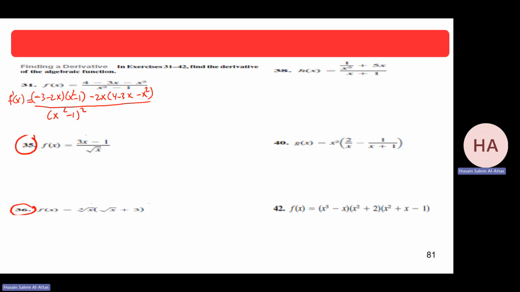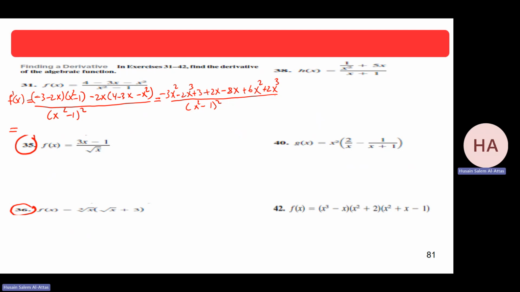That will be, what is it? Do the calculation, minus 3x squared minus 2x cubed. Okay. Plus 3 plus 2x minus 8x plus 6x squared plus 2x cubed, all over x squared minus 1, all squared. That will be equal.